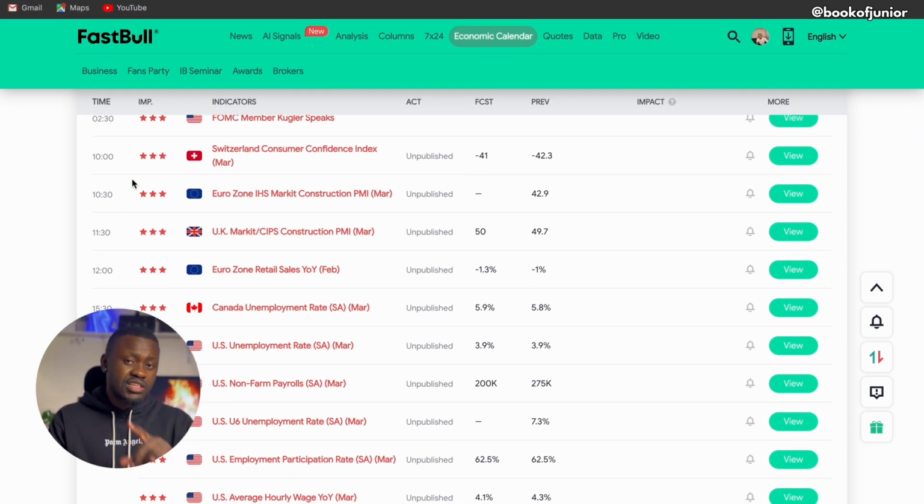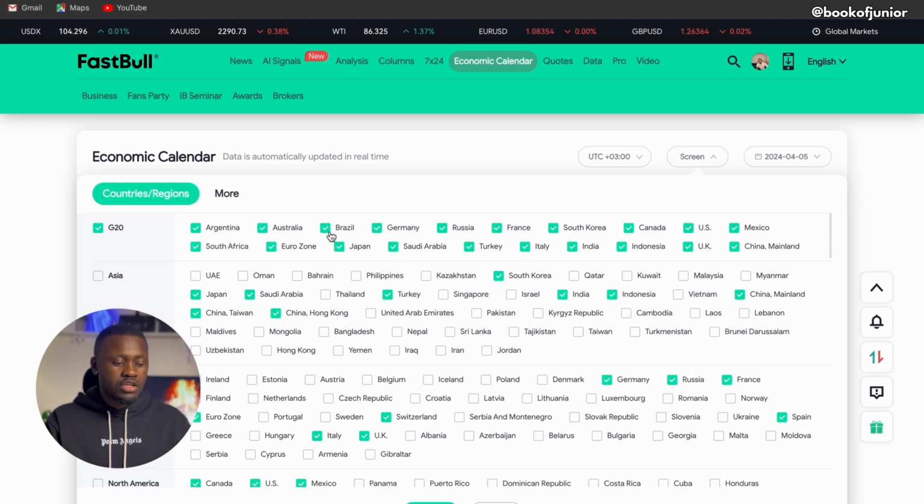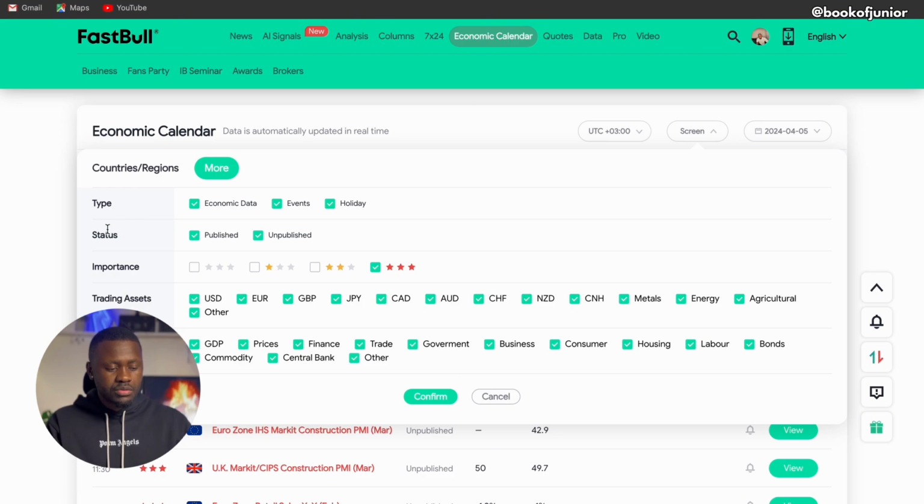They have 3 stars. The reason why is I screened and I left only the high impact news that can move the market. So when I tap screen here, I'll tap more, and then you can see we have type, status, importance. When I come to importance, you can see I didn't select this, I didn't select this, and I didn't select this, but I left only this. So make sure to just leave this right here.